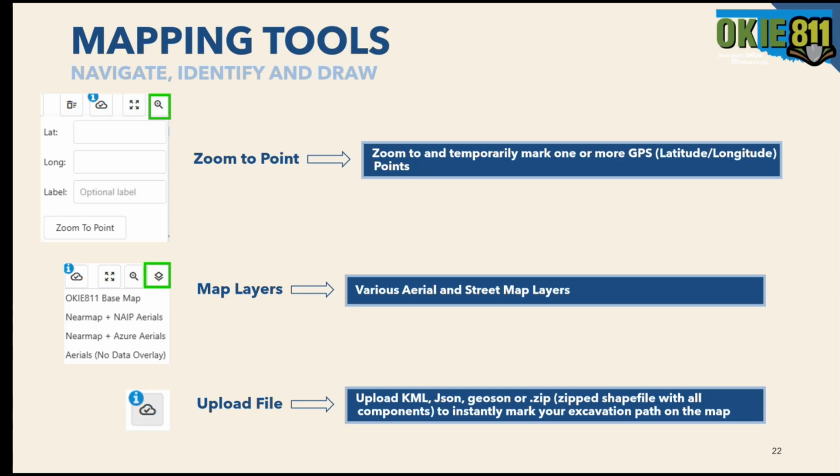The map layers are obviously the various aerial and street map layers that we have available on the portal. And then we have a tool that allows you to upload a file, a KML, a JSON, or other shape file to instantly mark your excavation path on the map. That's generally mostly for large projects who are using Google Earth and that sort of thing to map out the pipeline or whatever it might be. We do just ask that if you are going to use that tool, that the components of what you're uploading, like the attributes, are very simple and there's not a whole bunch of different folders and attributes in there.